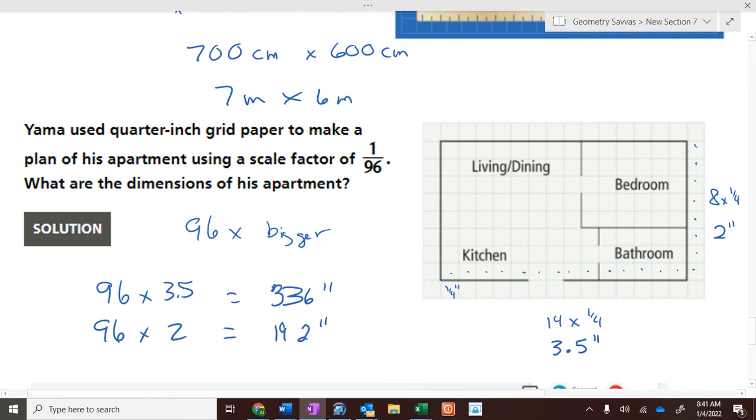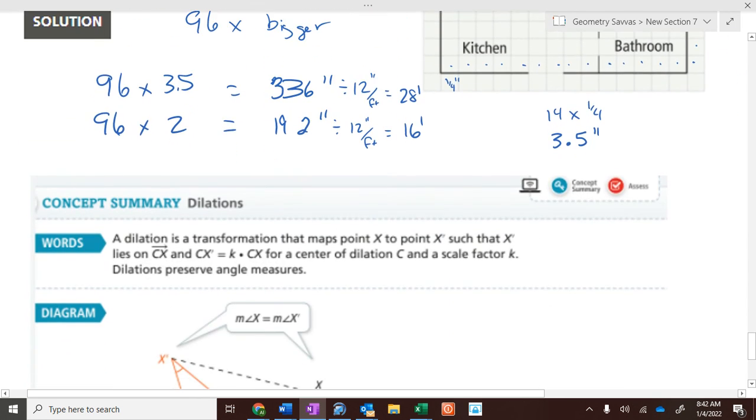Now, that's hard to think about in terms of inches, okay? We think of a room in terms of feet. So how would I change 336 inches to feet? Divide by 12. Somebody, divide this by 12. How many? 28 feet. 192 divided by 12. 28 feet by 16 feet. Okay, that's the size of the apartment.